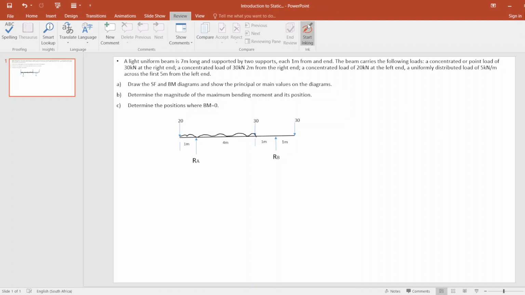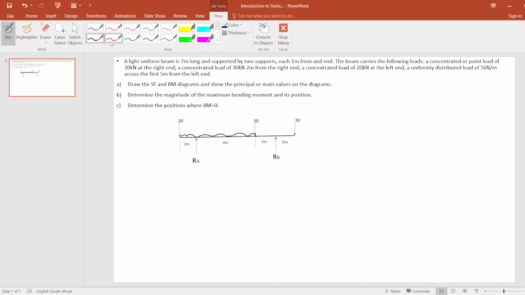People, let us look at this given statement here. We are given a 7 meter long beam, supported by two supports. Each support is 1 meter from an end. From an end, you measure 1 meter, you put your support. That's what we have there.